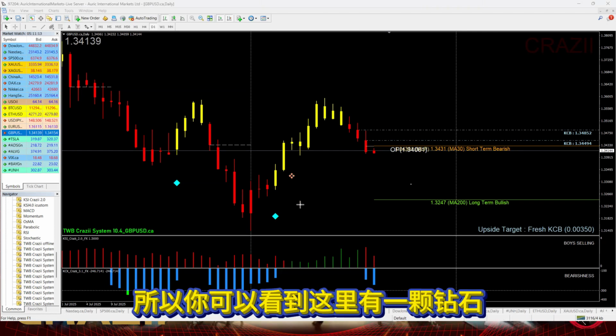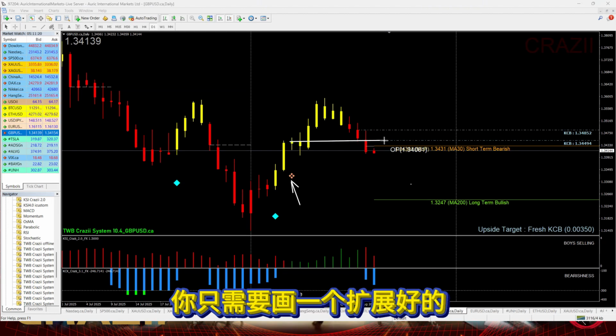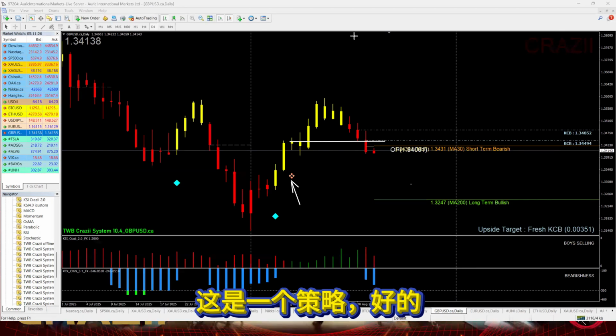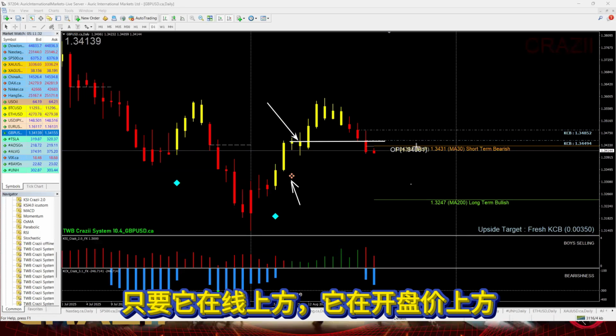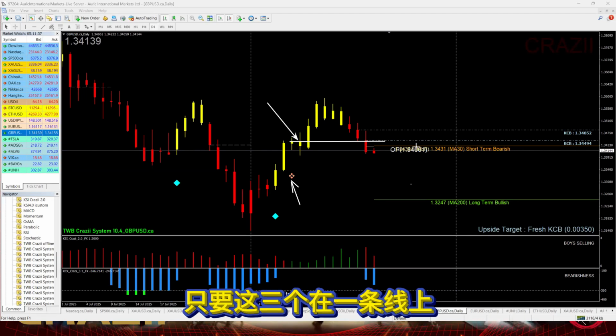So you can see that there is a diamond over here. All right. And you just draw a line at the closing price and extend the line until you see the next diamond. That is a strategy. So how do we use this one? Very simple. Above the line, you can buy as long as it's above the line and it's above OP and it's a yellow candle. As long as these three are in line, you're done.